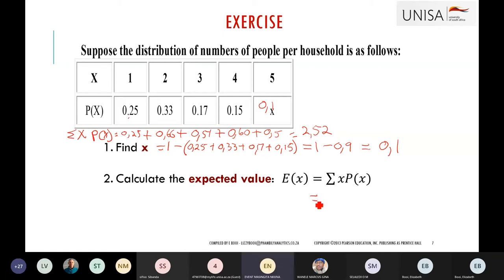0.25 plus 0.66 plus 0.51 plus 0.60 plus 0.5 is 2.52. That's your expected value. So your expected value is 2.52. We're going to use this value. Don't lose it. We're going to use it again when we do the exercise. Don't lose the value.